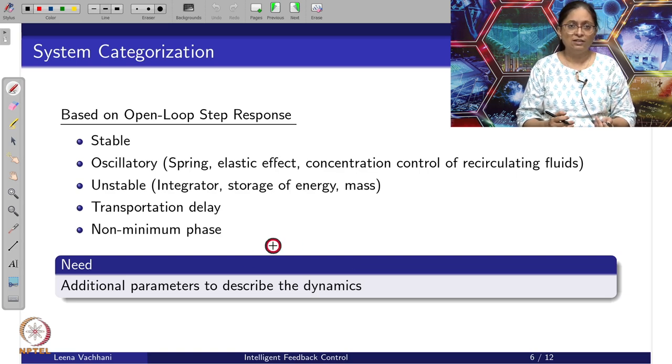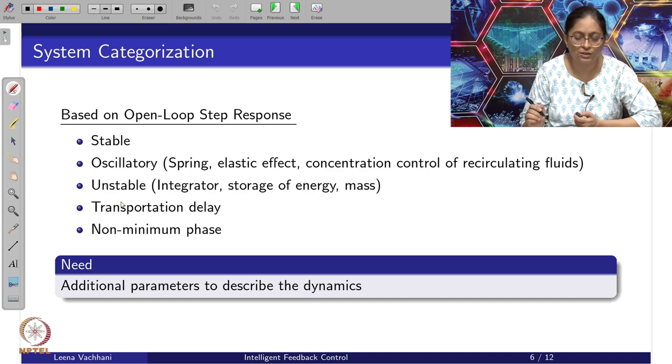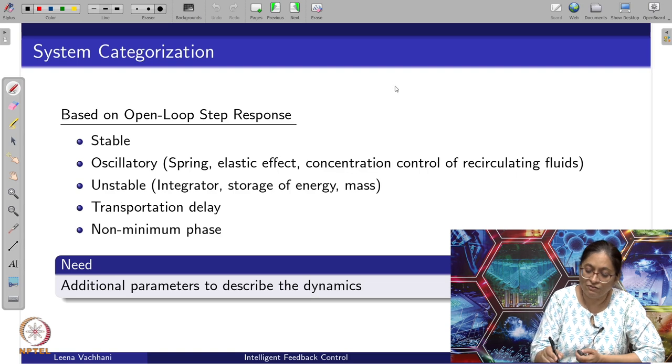categories: whether the system is stable or not, whether it is oscillatory, which happens with spring elastic action or concentration control of recirculating fluids, whether the system is unstable, whether the system has transportation delay or is non-minimum phase. This kind of categorization can be easily obtained by applying a step input and looking at the response. And the different kinds of responses that come up can be seen here.